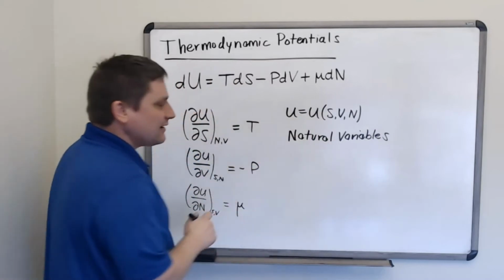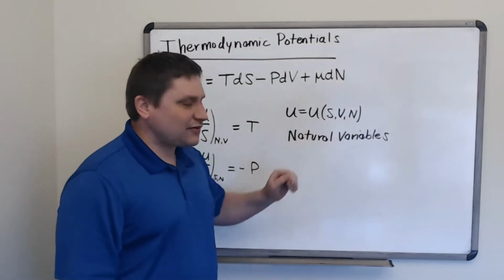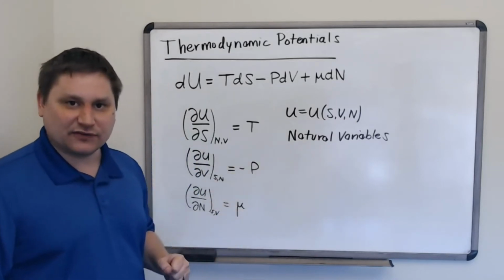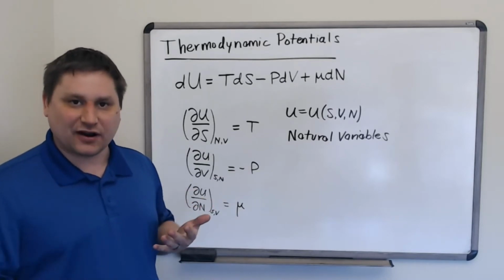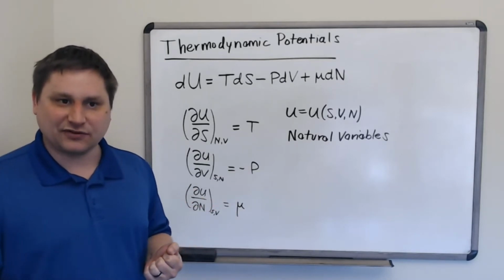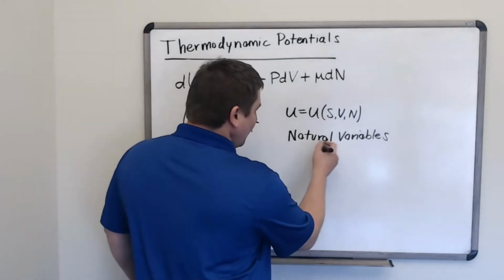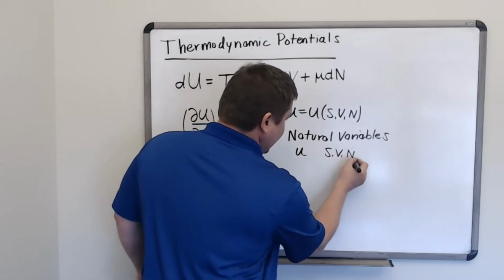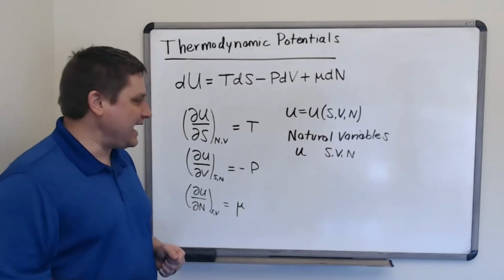The fact that internal energy prefers to be expressed in terms of these three variables leads us to call those the natural variables for internal energy, and gives us the concept of natural variables for a given thermodynamic potential at all. So for U, the natural variables are S, V, and N. And that's what we want to say about the internal energy for now.